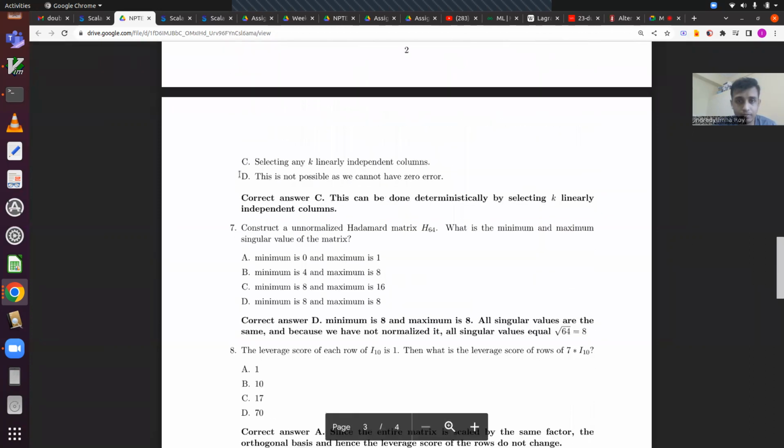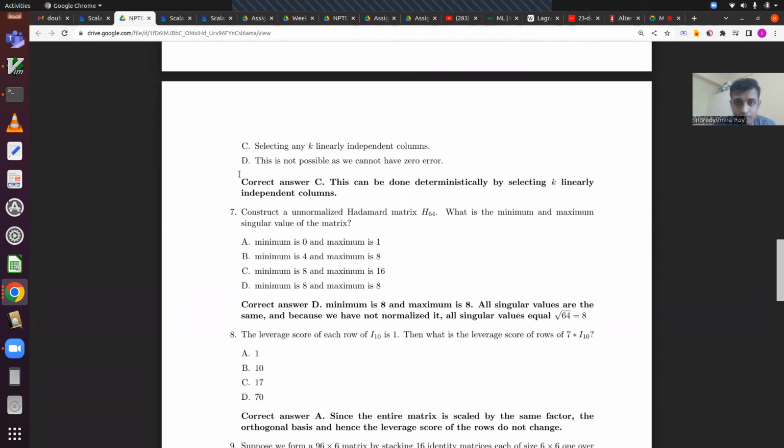These are all drop questions. Construct a normalized Hadamard matrix, 64 by 64. What is the minimum and maximum singular value of the matrix? Okay, so I have not seen this before. Let me read it. Construct an unnormalized Hadamard matrix A64. What is the minimum and maximum singular value of that matrix?